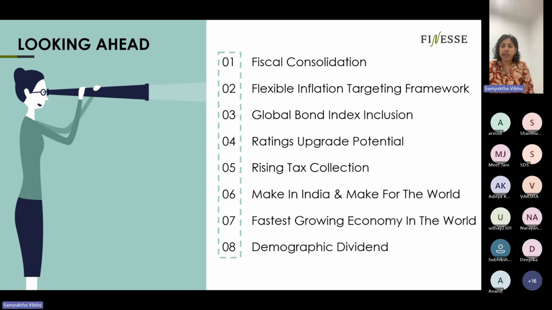So we've talked about tax collection, but let's also talk about our trade, right? If we look at how India is trading, I think the two big initiatives were Make in India as well as Make for the World, and the China plus one strategy that was coming, has helped us manage our trade deficit quite effectively. And you're only seeing more positive developments here.